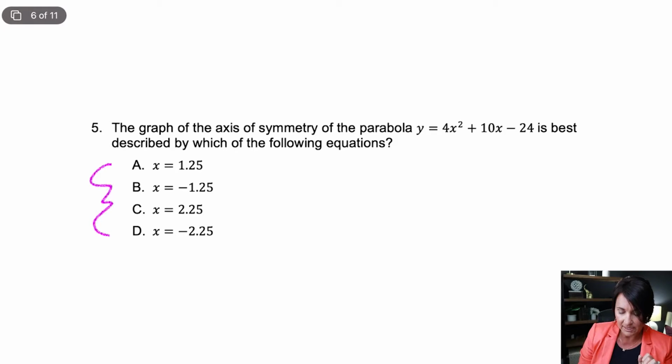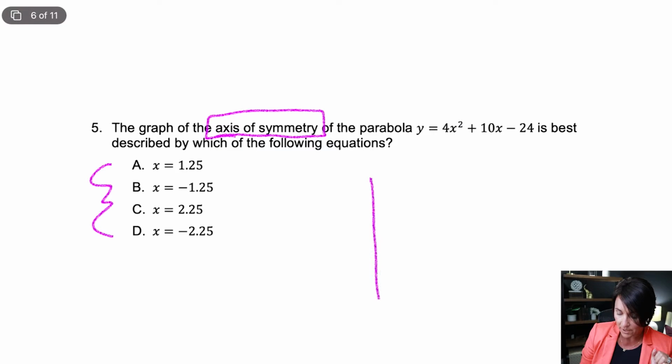Now I can see here in my answer choices, I always want to go there first. I can see it's in equation form, x equals, and it says the axis of symmetry of a parabola y equals 4x squared plus 10x minus 24 is best described by which of the following equations. So we're looking for the axis of symmetry.